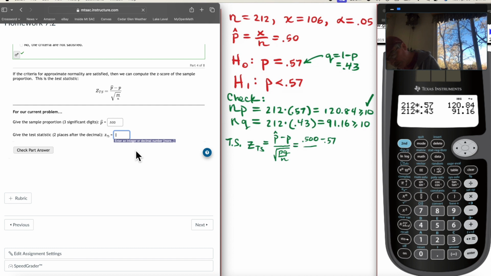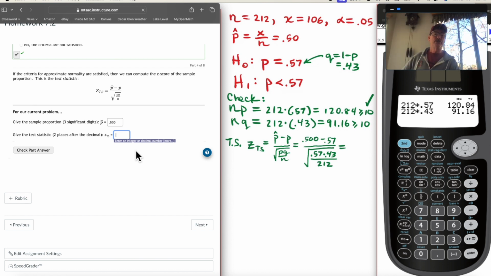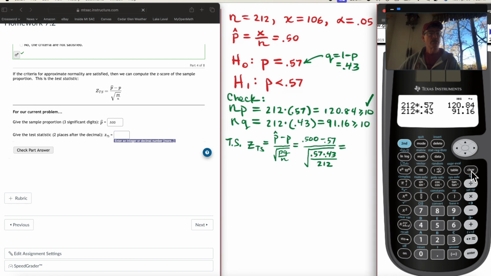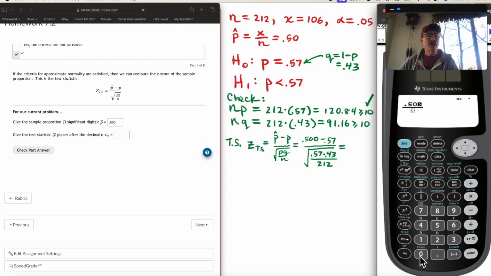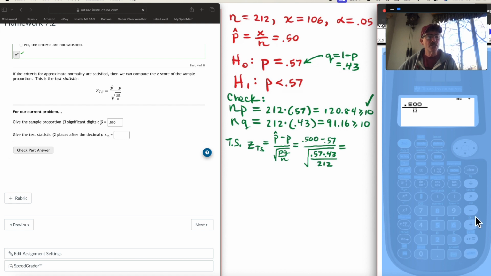Okay, and down below, over the square root of p, that's 0.57, times Q, which came out to 0.43 over N. So N was 212. Okay, so let's work that out here. 0.5 is the same as 0.500. You don't have to put all those digits in.